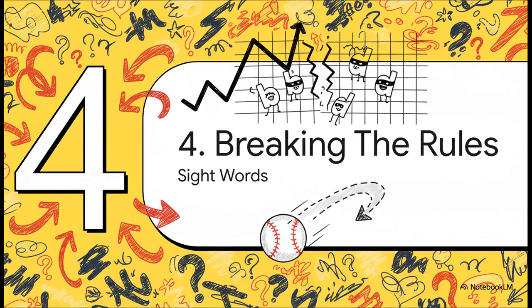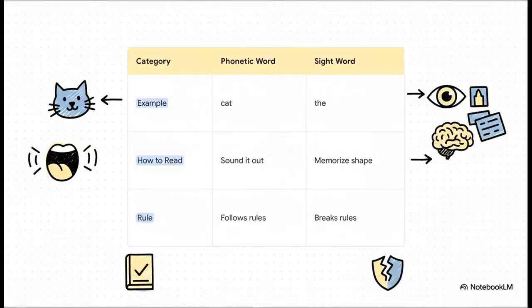But just when you think you've figured out the system, English loves to throw a curveball. What happens when you run into a word that just refuses to follow the rules you've worked so hard to learn? Well, these are the rebels of the language. This slide here explains the problem perfectly. A word like cat is phonetic. You can sound it out. K, a, t. Makes sense.